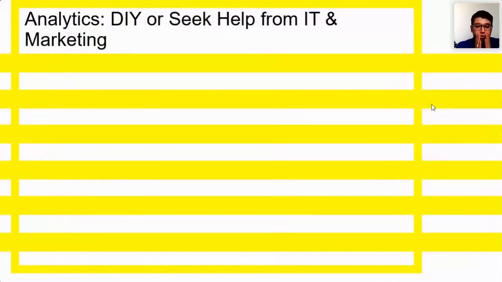Now, when I look at analytics, I've mentioned DIY, that is do it yourself, or seek help from your IT and marketing team. These are important elements, and I know most of you are focused, but I will request all of you to focus here, because these are some of the tips and tricks that work for me, that work for different brands, and that is what you must be hearing whenever people are talking about numbers. Analyze everything for data drivenness.